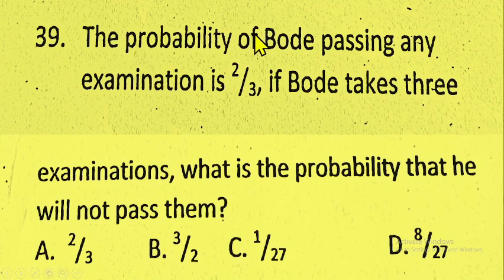Question 39: the probability of Body passing any examination is 2 over 3. If Body takes 3 examinations, what is the probability that he will not pass them? So you can find the probability that he will not pass.